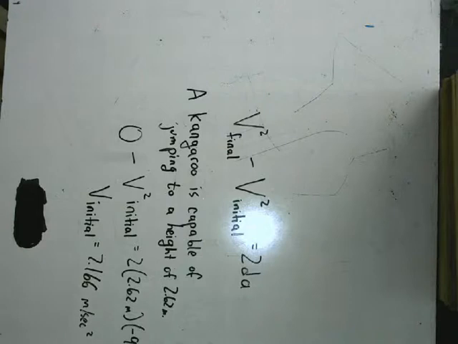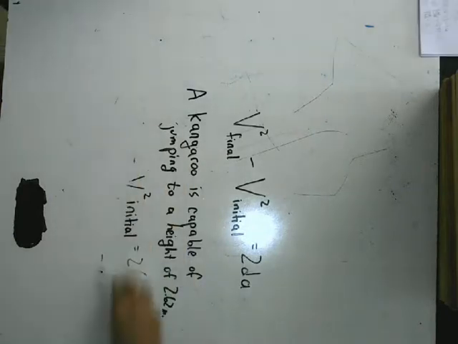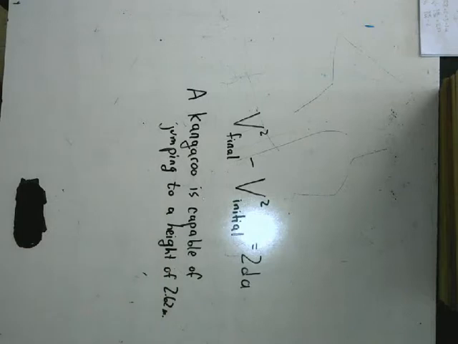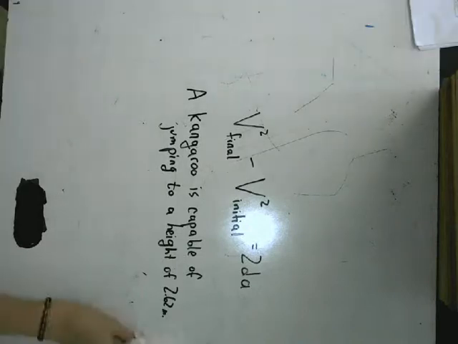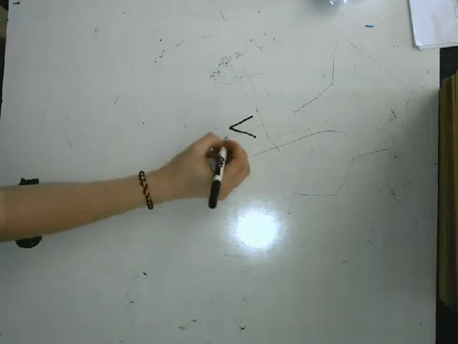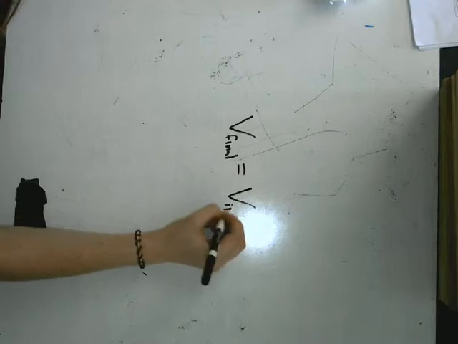So then, part 2 of the problem asks what is the hang time of the kangaroo. So for that, we're going to need to figure out how much time there is. We're going to use a different equation for this one. The equation we're going to use is the final velocity equals the initial velocity plus the acceleration times time.